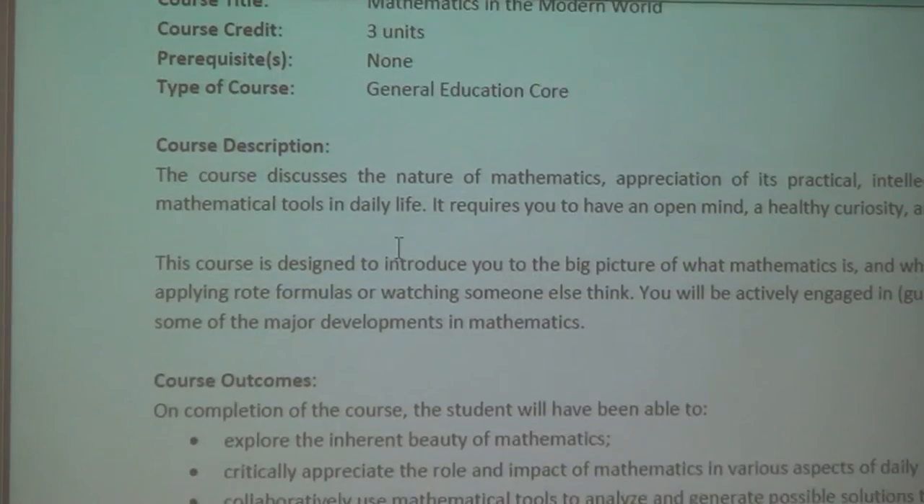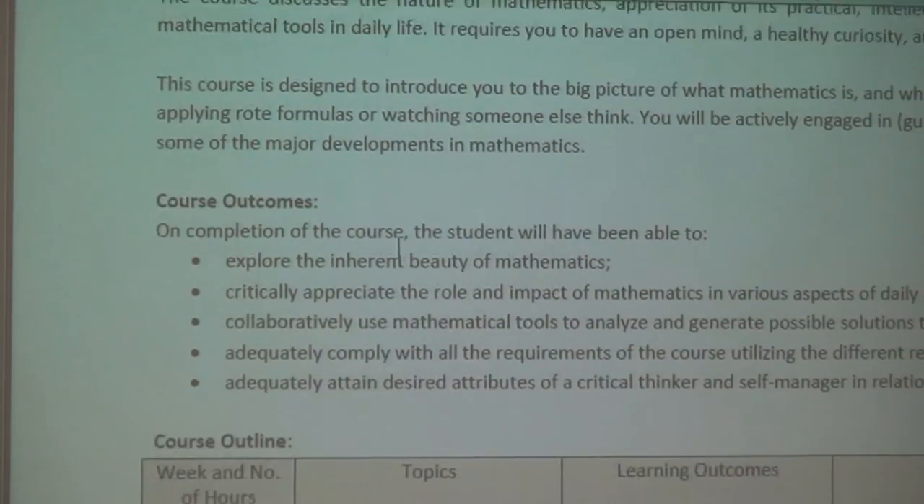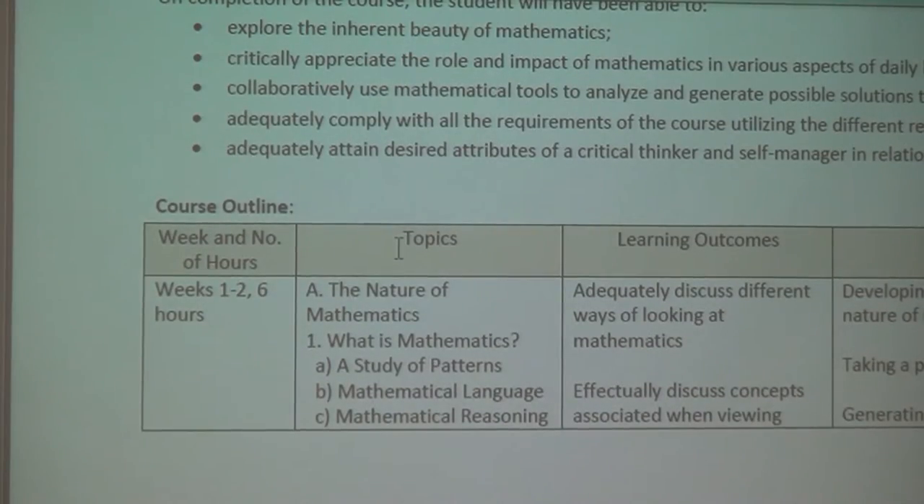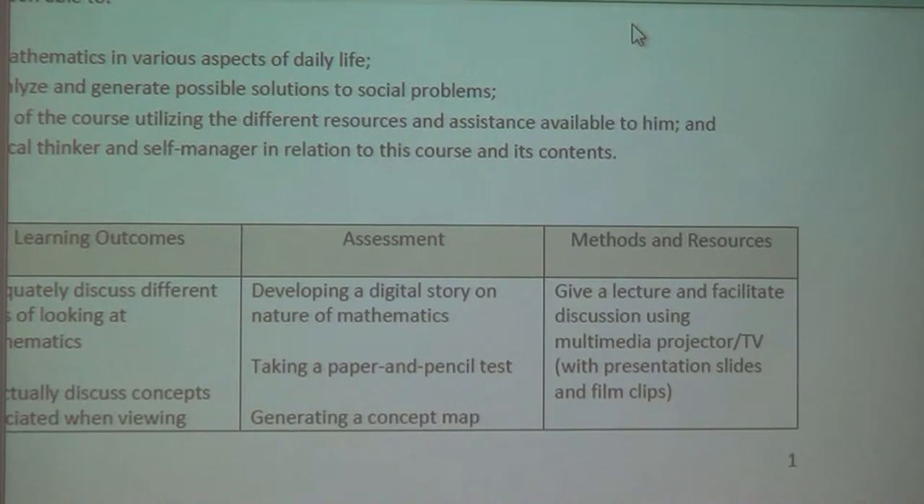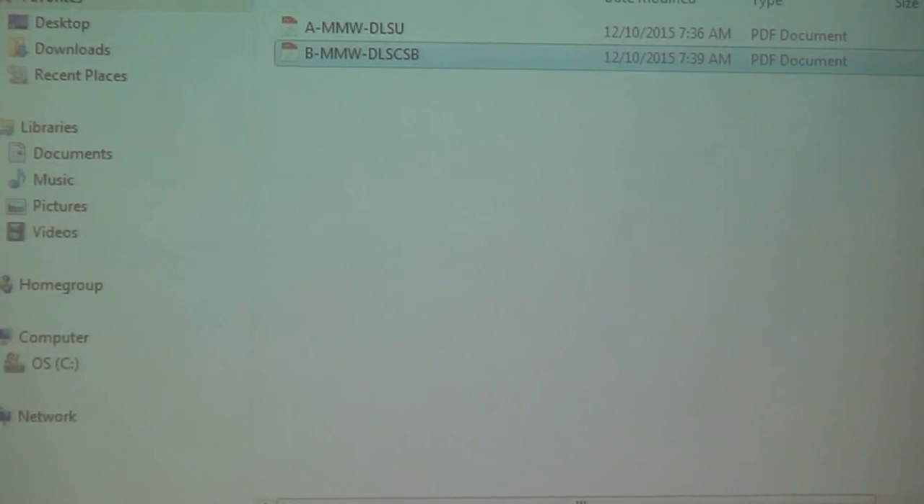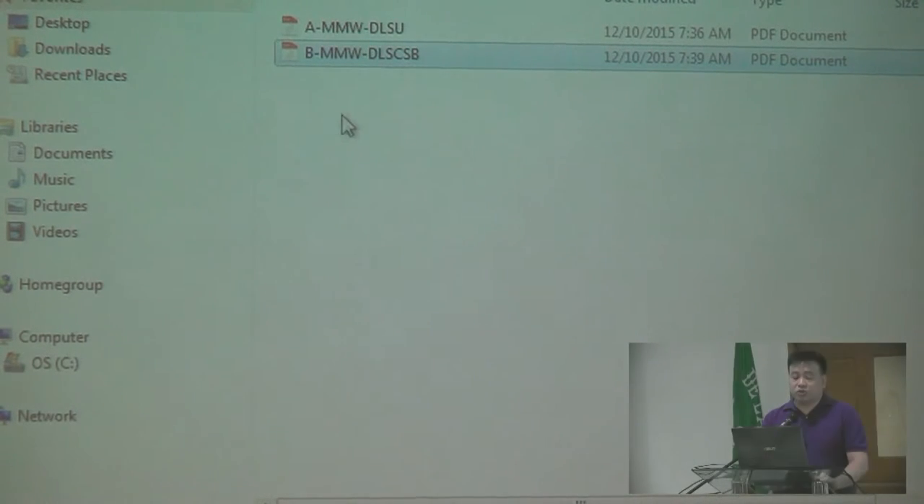Okay. So again, you have the course outcomes. Pretty much the same format, because somehow we are expected to come up with these learning outcomes, assessment, methods, and resources. Now, of course, you need the syllabus, okay, so that you can come up with those requirements, no? Which will result in those outputs.